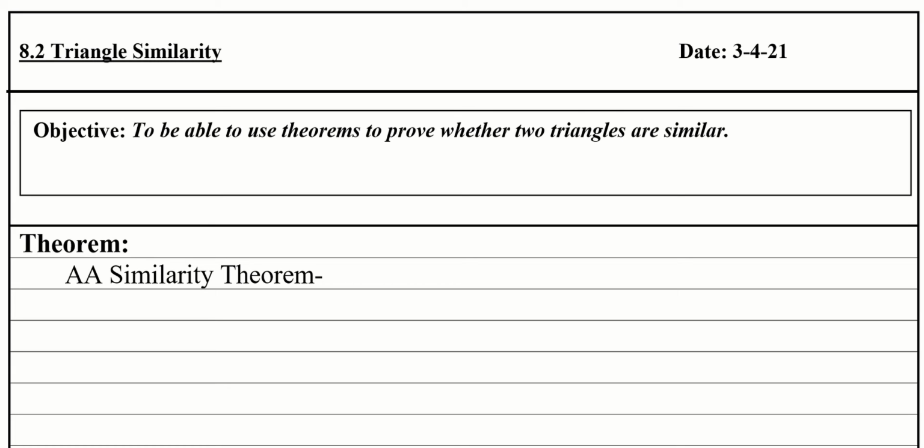Okay, so we'll go ahead and get started with this next section of notes here. Today's notes are going to be 8.2, triangle similarity, and the date that we did this is going to be the 4th of March. Our objective for today is we're still kind of talking about similarity and using these ideas with proportional sides and congruent angles.